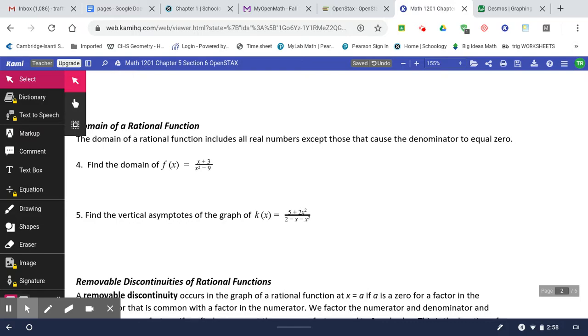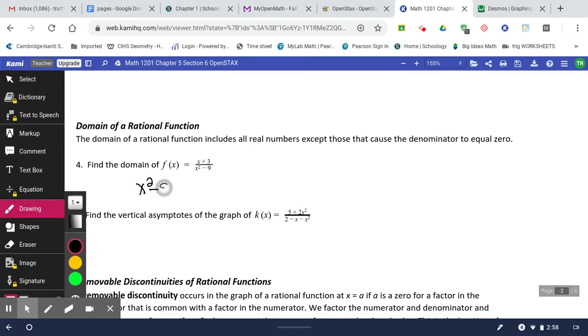So the domain of a rational function includes all the real numbers except those that cause the denominator to be equal to 0. Because remember, you can't divide by 0, right? We cannot have the denominator be 0. So to find the domain, we're going to set the denominator, x squared minus 9, equal to 0 and see when that happens. So x squared equals 9, and x is going to equal plus and minus 3.